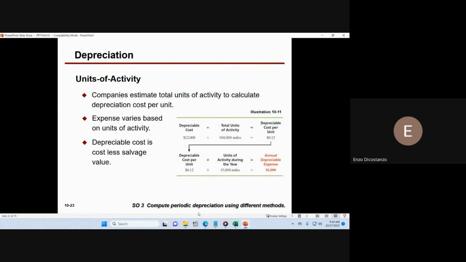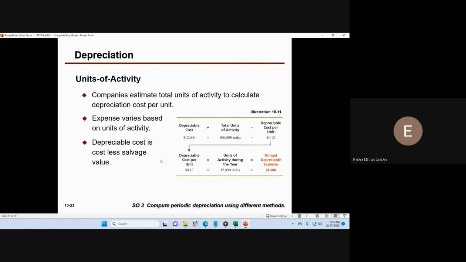Units of activity: you take the 100,000 miles. The depreciable cost per unit is 12 cents. So how do you do that? You take 12,000 divided by 100,000 miles, which is 12 cents. And then the miles for the year. Then you determine your depreciable expense by the rate times how many miles you drove the truck, the Amazon truck. So UPS, they care about that a lot.